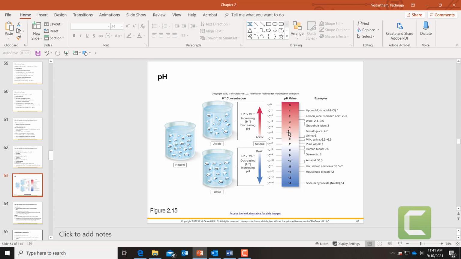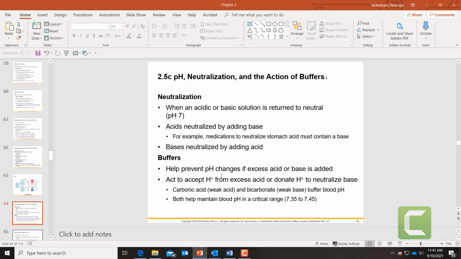So suppose I take pH 5 and pH 3. pH 3 is a stronger acid as compared to pH 5, and this is 100 times stronger than 5. Not 2 times, not 20 times, 100 times. So that is 3 to 4 is 10, 4 to 5 is 10, 10 times 10 is 100. Okay, so please do remember that.